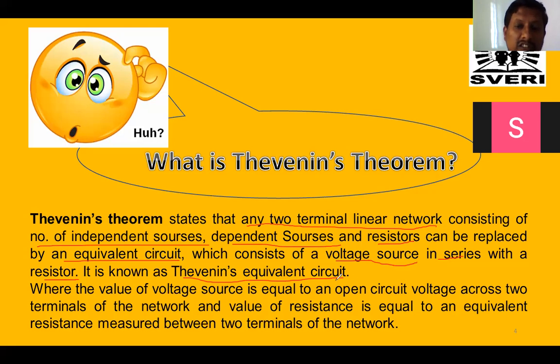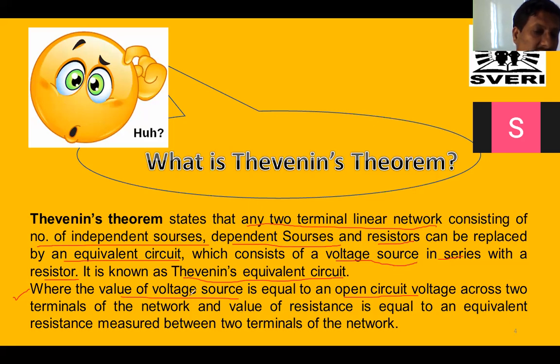Okay, so how do we find out its value? How to find out the value of that voltage source VTH, how to find out the value of that resistor RTH, that is given in the second paragraph, where the value of voltage source VTH is equal to the open circuit voltage across two terminals of the network.